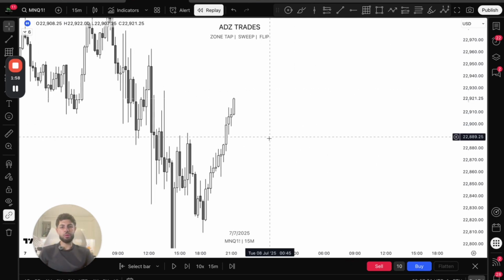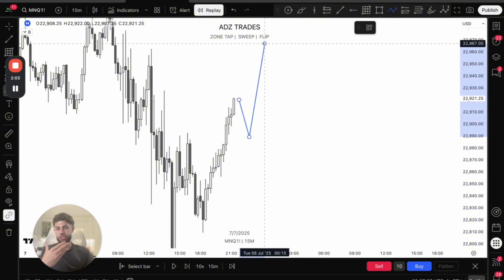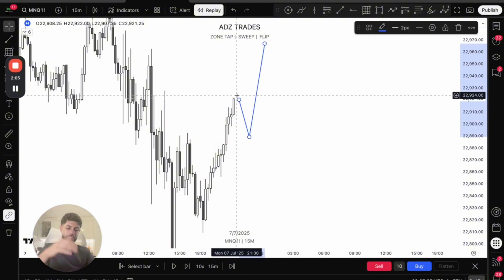So I'm ripping up, and I'm scared we might not pull back into our zone. But we can see we're ripping up. We want to try catch the move up. But I can't just buy at the top. I need some sort of pullback.